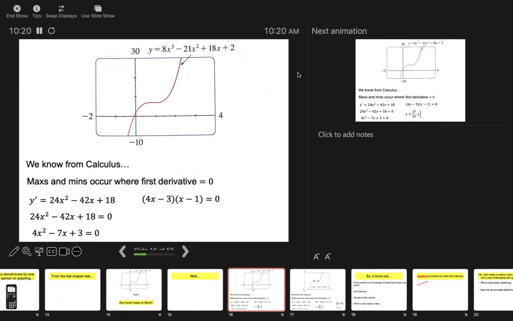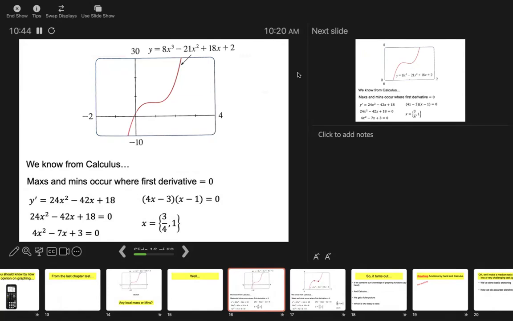Now what? Zeros are 1 and 4/3. Not 3/4, 4/3. We divided by 4. Okay. Everybody good? All right. These are where the mins and maxes occur.